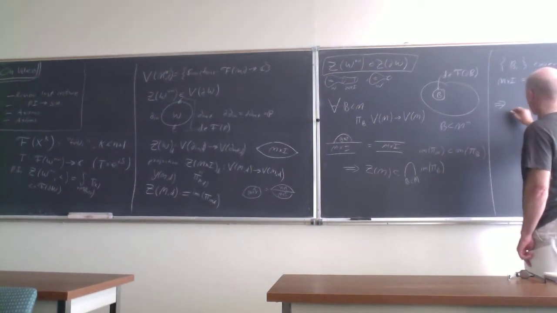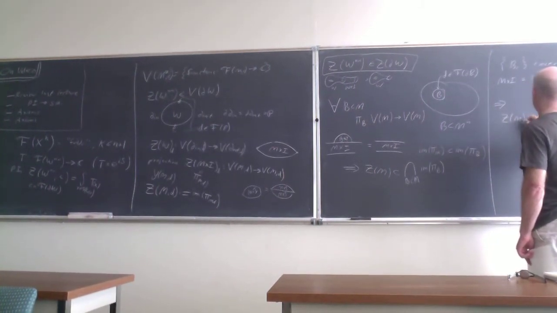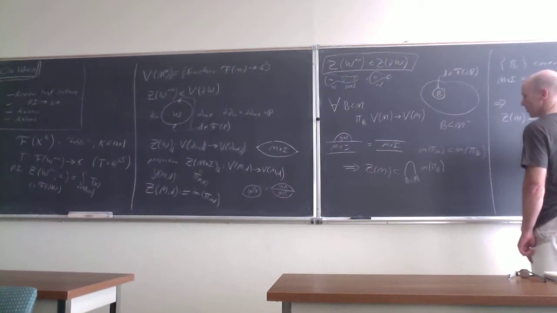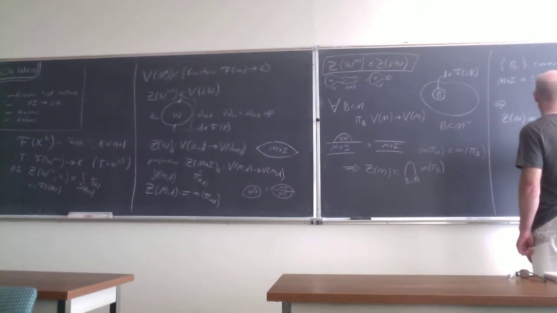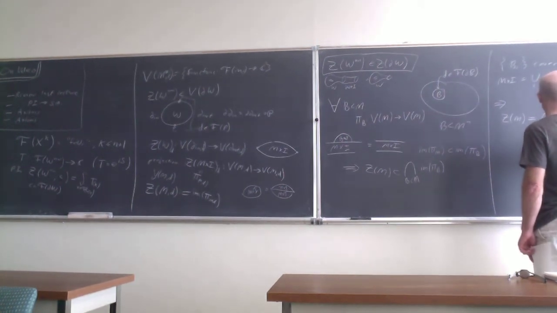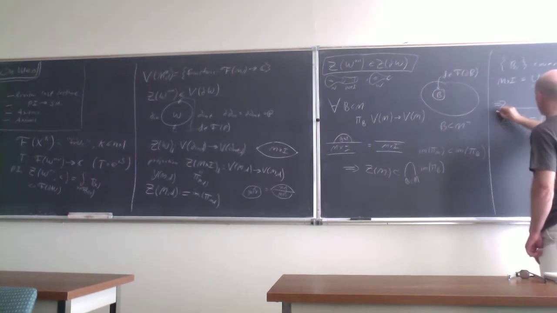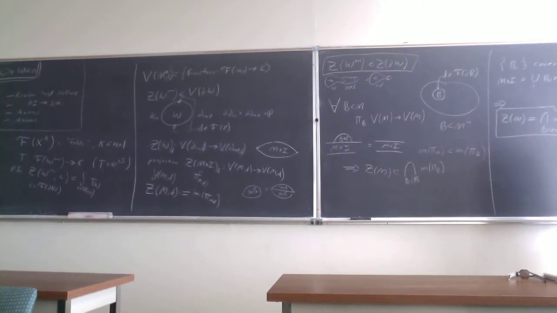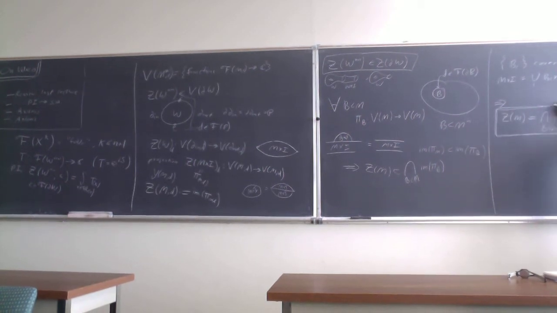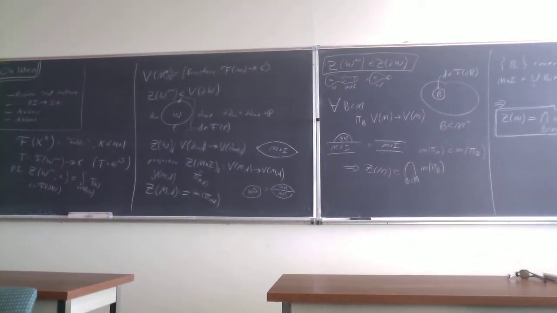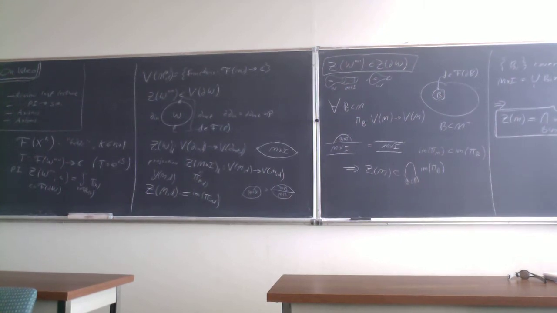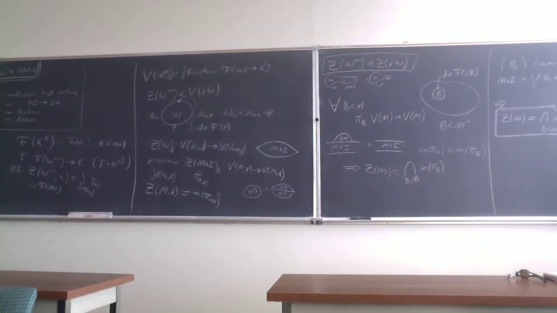So this implies that, in fact, Z sub M is equal to the intersection of these and this. That's kind of the punchline of the last lecture. Okay. Any questions at this point?